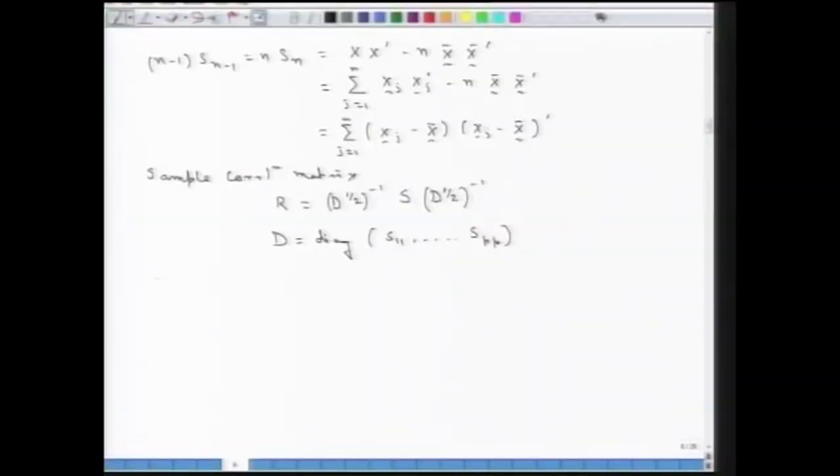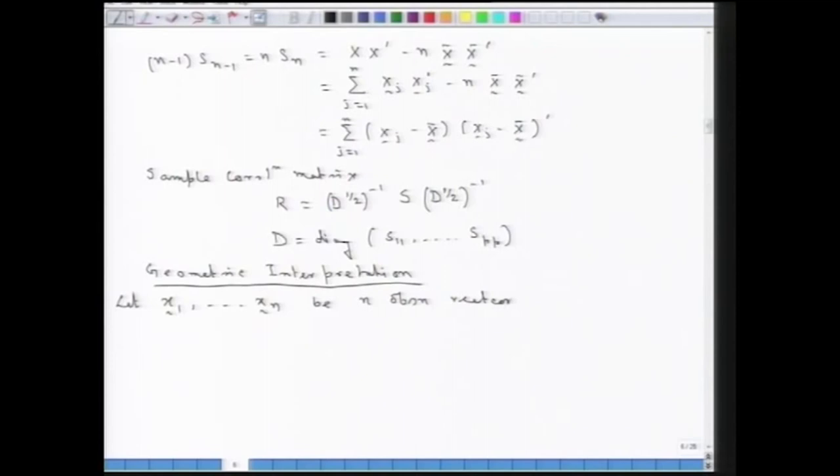Now, let us look at a bit of geometric interpretation for this random sampling. When we talk about this geometric interpretation, we will look at two simple interpretations. Suppose we look at these as observation vectors, let x 1, x 2, up to x n be n observation vectors. From these observation vectors, we had seen that one can also write this in terms of y i's. So, this y 1 vector, y 2 vector, up to y p vector would be observations corresponding to p variables.